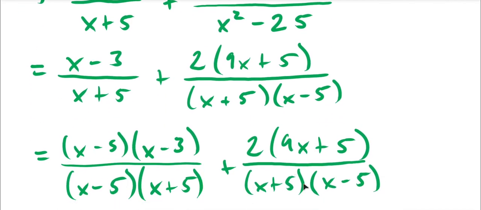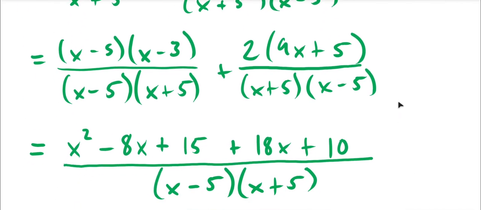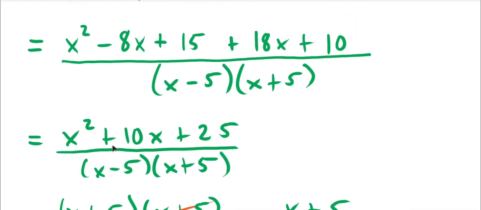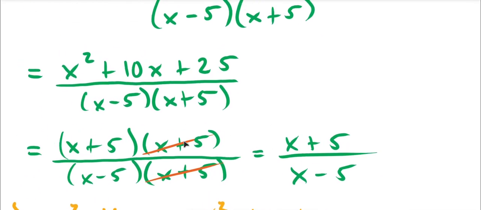Once I do that, I have like bases, but in order to add these two polynomials together, I need to FOIL them out. This is going to be x squared, minus 5 minus 3, so that's minus 8x, and then minus 5 times minus 3 is plus 15. Plus, here this will be 2 times 9x, which is 18x, and 2 times 5, which is 10. If I combine those terms, I get x squared plus 10x plus 25, which does factor.